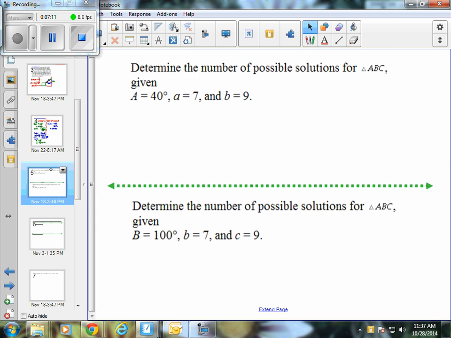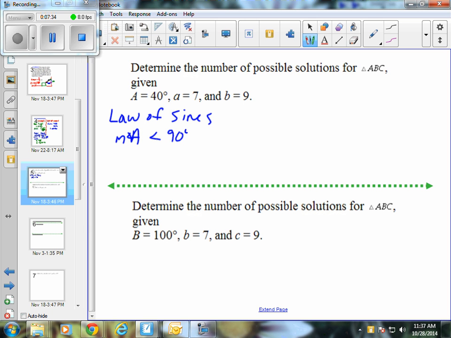All right, so let's take a look at the first one. You're trying to determine the number of possible solutions and support your answer. So take a look and see what you're given. You're given one angle and 2 sides, but the angle is opposite. So this is law of sines. That's the first thing. And the angle that you're given, the measure of angle A, is less than 90 degrees. So that means you are in a case 1 situation.